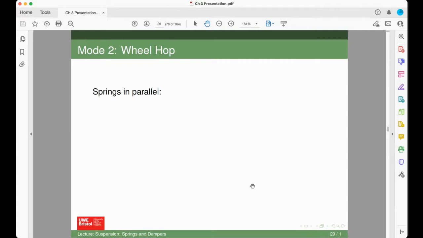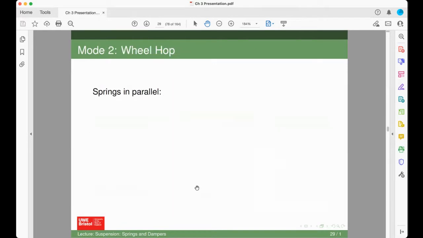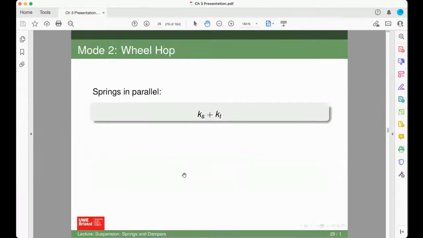The second mode is known as wheel hop, because what you do with that is you assume that MS, being so big, is essentially stationary. And so now you've got MU, but you've got 2 springs in parallel. KS and KT are both controlling the position of MU between those 2 solid objects. And that's called wheel hop. Springs in parallel, so you just add the spring stiffness to get the total stiffness, and then you divide that by the unsprung mass, and that will give you the wheel hop, or the unsprung wheel motion, relative to the chassis frequency. So that's your FU. So you've got FS and FU.